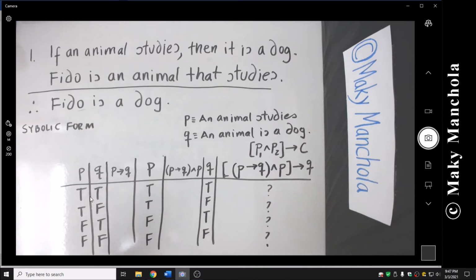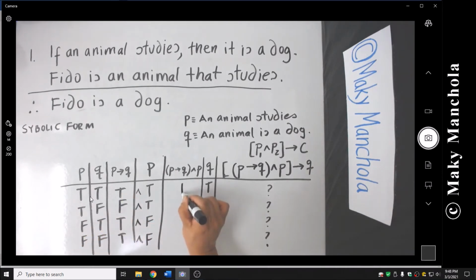P implies Q, we need to recall our definition. True implies true is true. True implies false, that's false. False implies true is true. False implies false is true. Okay, so we need their conjunction. So we need and. True and true is true. False and true is false. True and false is false. True and false is false.